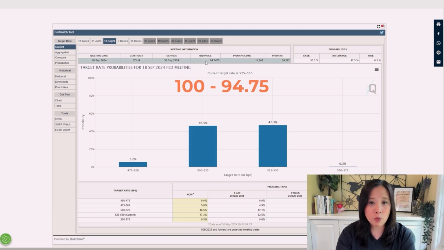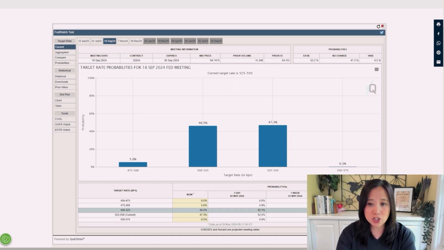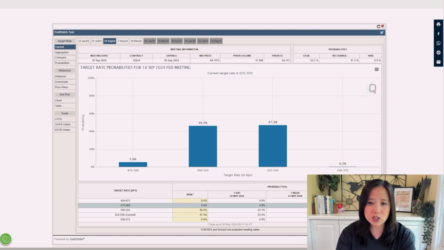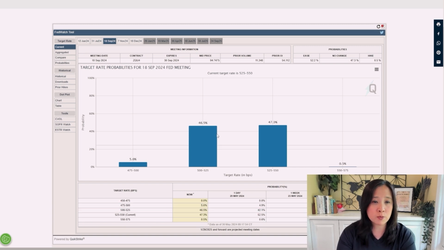And we calculate that by 100 minus 94.75 in this case. And you can also see how this changes because 1 month ago, the market was pricing in, I guess not too much difference. The market was pricing in about 46% chance.